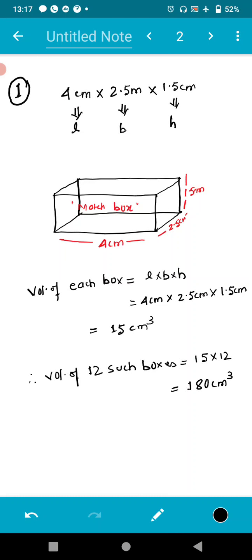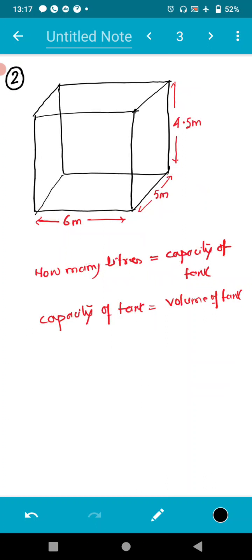Now let's move on to question number 2. Yes, now as you see on the screen, that is a cuboidal water tank. So this is a water tank, students. Okay, just a minute. So this is a water tank.